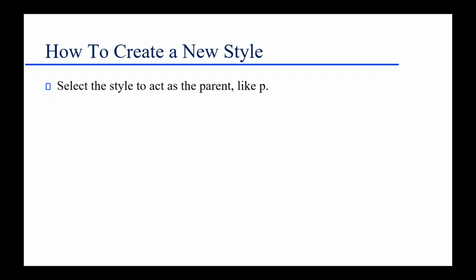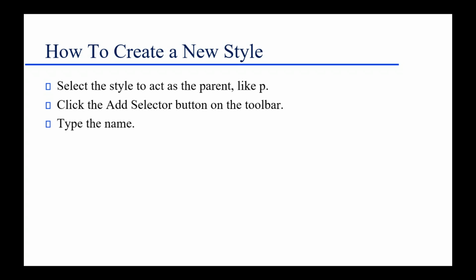So you select the style to use for the parent. And the most common one is P. And then up on the Stylesheet Editor toolbar, there's an Add Selector button, which basically means if you click this, you will be adding a child style. Type the name of the style. And one of the examples that I'll show you in a minute does exactly this, creating a new style.